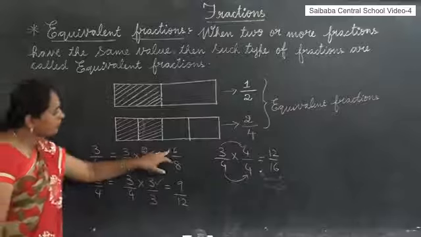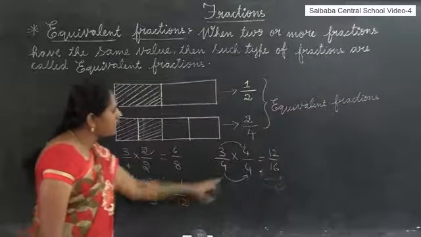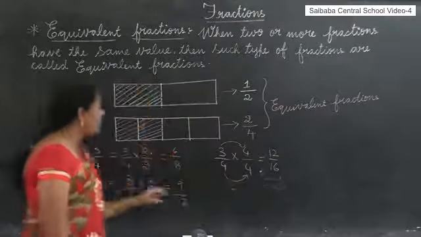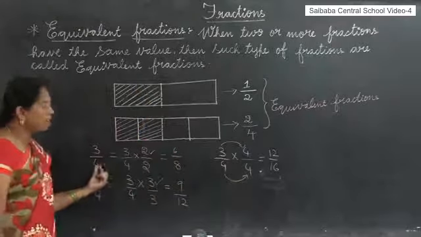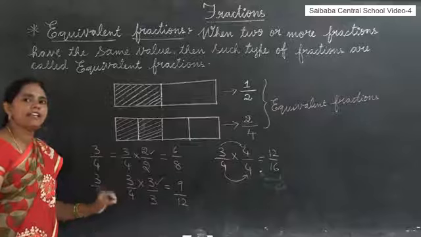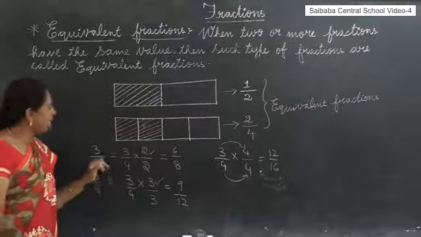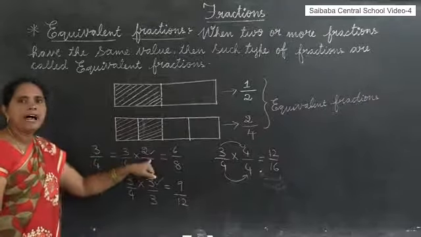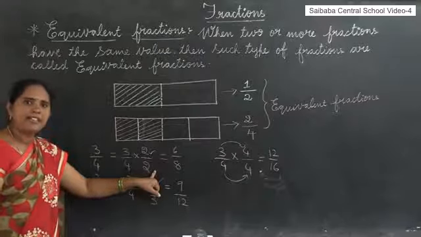So what are the equivalent fractions? 6 by 8, 9 by 12 and 12 by 16 are the equivalent fractions of 3 by 4. So for getting an equivalent fraction of any fraction, multiply numerator and denominator by the same number.